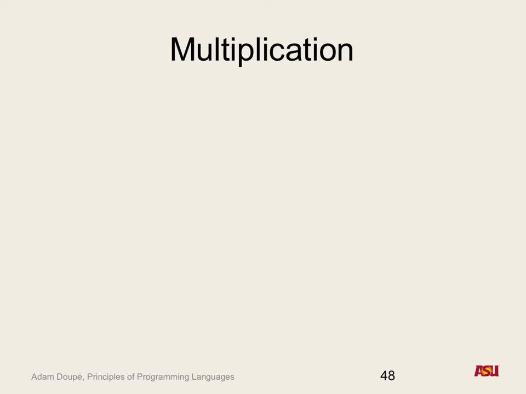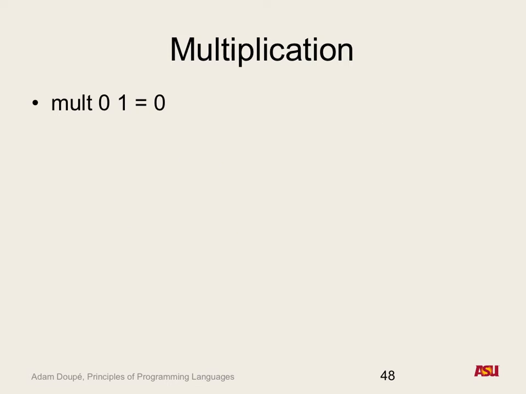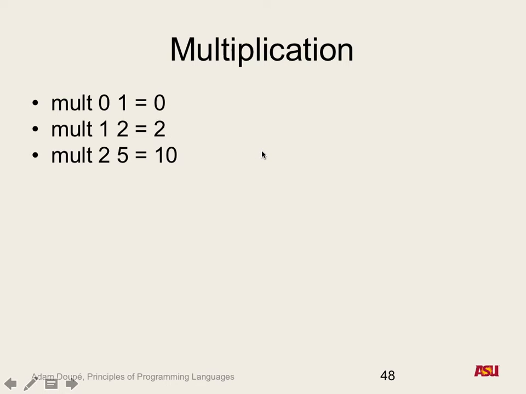The multiplication, as far as types go, is going to be similar to which function? Add. Yeah, right? Takes in two numbers and returns a number. So we should expect a similar form. So when we see lambda n dot lambda m dot f of x, we should expect to see a similar type of definition. And so we want to verify, we'll have the similar base cases. We want to multiply 0 and 1 to get 0. We want to multiply 1 and 2 to get 2. And we want to multiply, let's say, 2 and 5 to get 10. Right? And it should be the case.